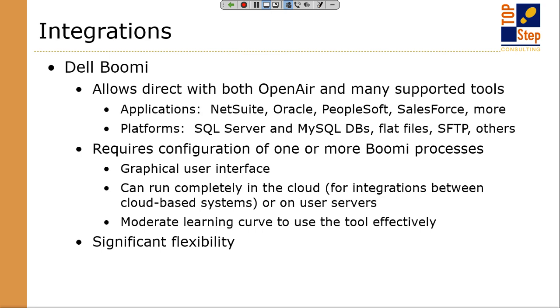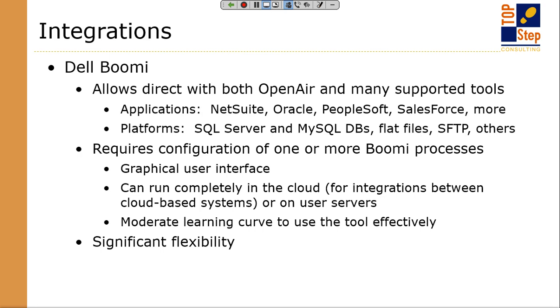In order to use Boomi, you have to configure what they call a Boomi process, which consists of these connectors and then any of the mapping that you want to do in between to say, send this field from point A to point B. That's got a nice graphical user interface that Boomi provides. You can run this completely in the cloud if you are integrating between two cloud-based systems. So for example, OpenAir and Salesforce. You don't have to install anything on your environment anywhere. The interface is web-based in the cloud, and it doesn't require any install on your part.